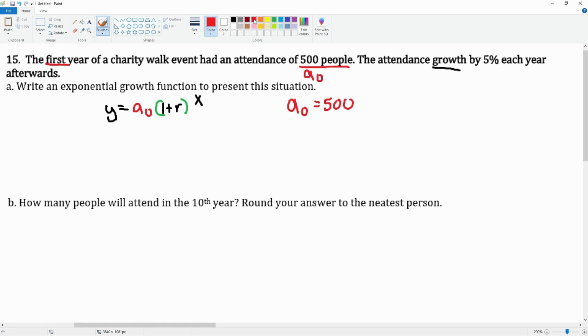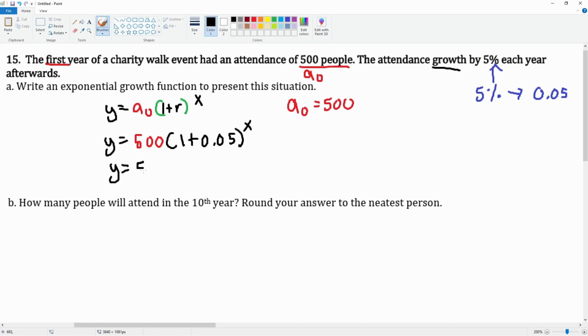It says it's a growth, so we already have that. And it says it right here, 5%. 5% in decimal form is 0.05. Okay, so let's plug it in. y is equal to, here we have 500, then we put a parentheses, 1 plus 0.05, to the x power. So you can write this as y equals 500 times 1.05 to the x power. This would be the exponential function.